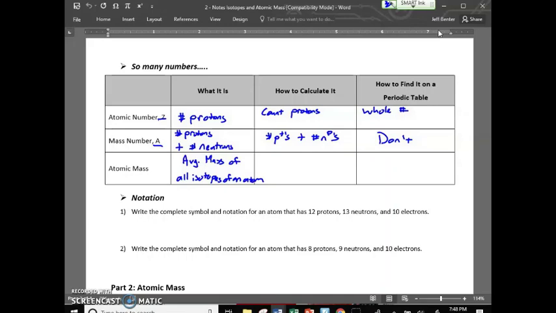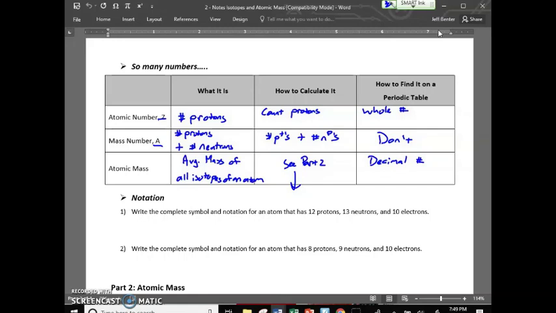We'll get to how you calculate it below in part 2. There's a little equation for that. And how to find it on the periodic table, it is the decimal number. Usually it's written underneath the element symbol or in small print somewhere. Okay.